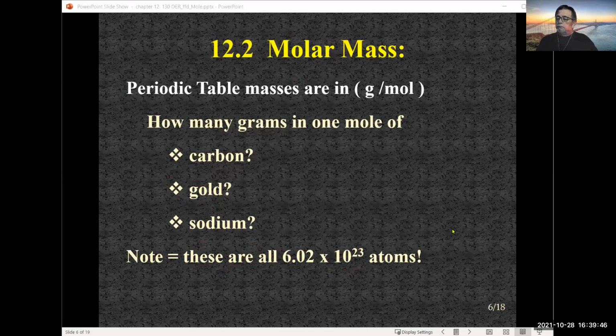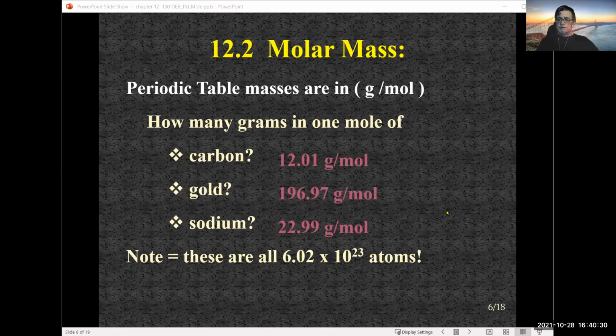All right, so if you ever ask the question, how many grams in 1 mole of some arbitrary element, you just go to the periodic table. Carbon, we know that carbon has a molar mass of 12.01 grams per mole. So in 1 mole, it will weigh 12.01 grams. Gold will weigh 196.97 grams per 1 mole. And sodium will have 22.99 grams per mole. What they all have in common is the quantity of atoms of each. 1 mole meaning that they have 6.02 times 10 to the 23rd atoms. All of them will have that.